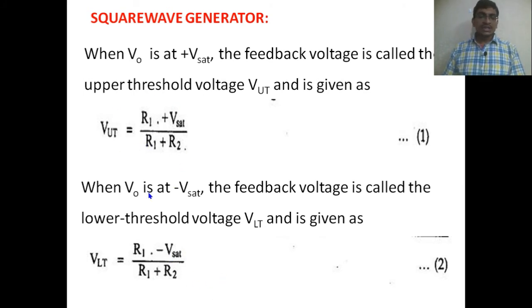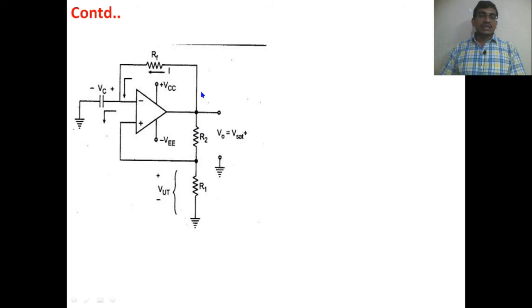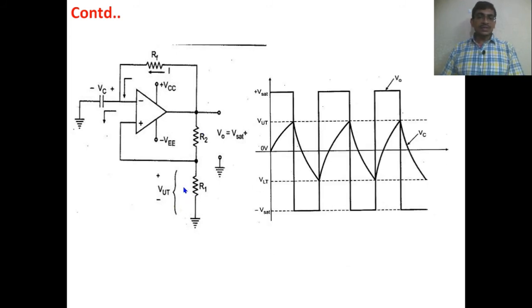So these two are the equations for the lower threshold voltage and upper threshold voltage of an astable multivibrator, which uses a Schmitt trigger. So this is the circuit. VUT is the voltage across the resistor R1 when the output is at plus V saturation. I is the current flowing in the feedback resistor, and the same current will flow into the capacitor too, because the input current for the op-amp is 0.